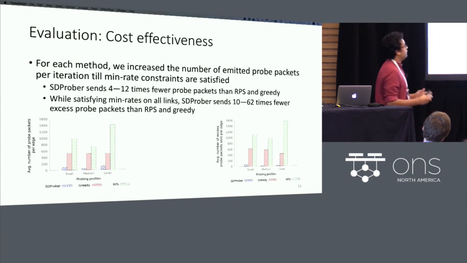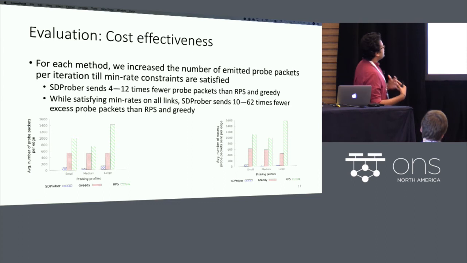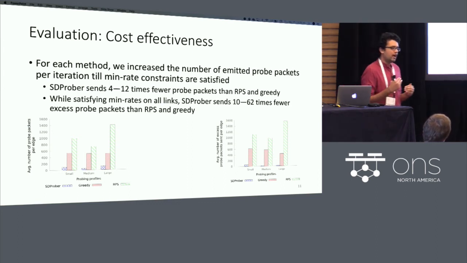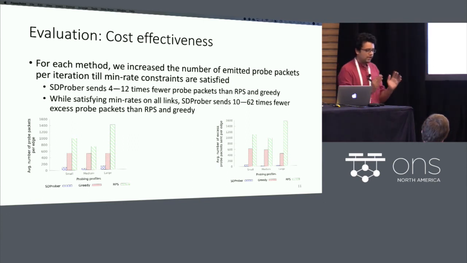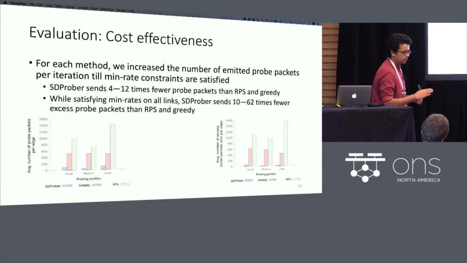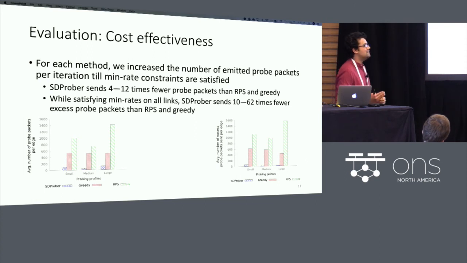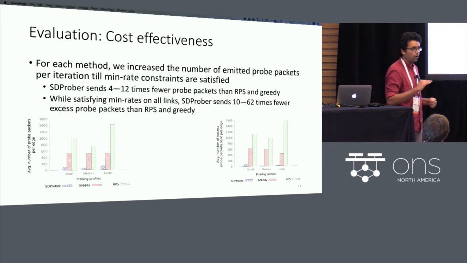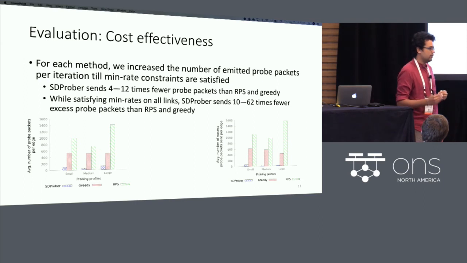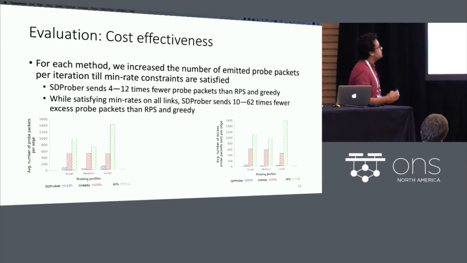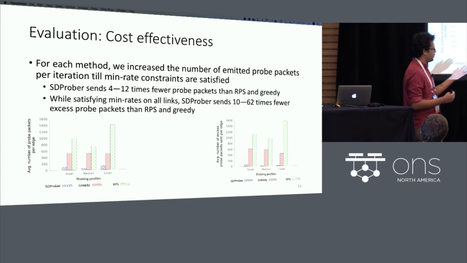Then finally, we show how effective SDProber is. For each method, we increase the number of probes available for iteration till the min rate is satisfied. This is nothing but making sure that there are enough probe packets available to satisfy the min rates for all the three techniques. The graph to the left shows that SDProber requires about 4 to 12 times fewer packets to satisfy all the min rates on all the links in the network. And while satisfying these min rates, we also observed how many times these approaches violate the upper bound constraints. The graph to the right shows this. And we see that SDProber sends 10 to 62 times fewer packets than the other two approaches.